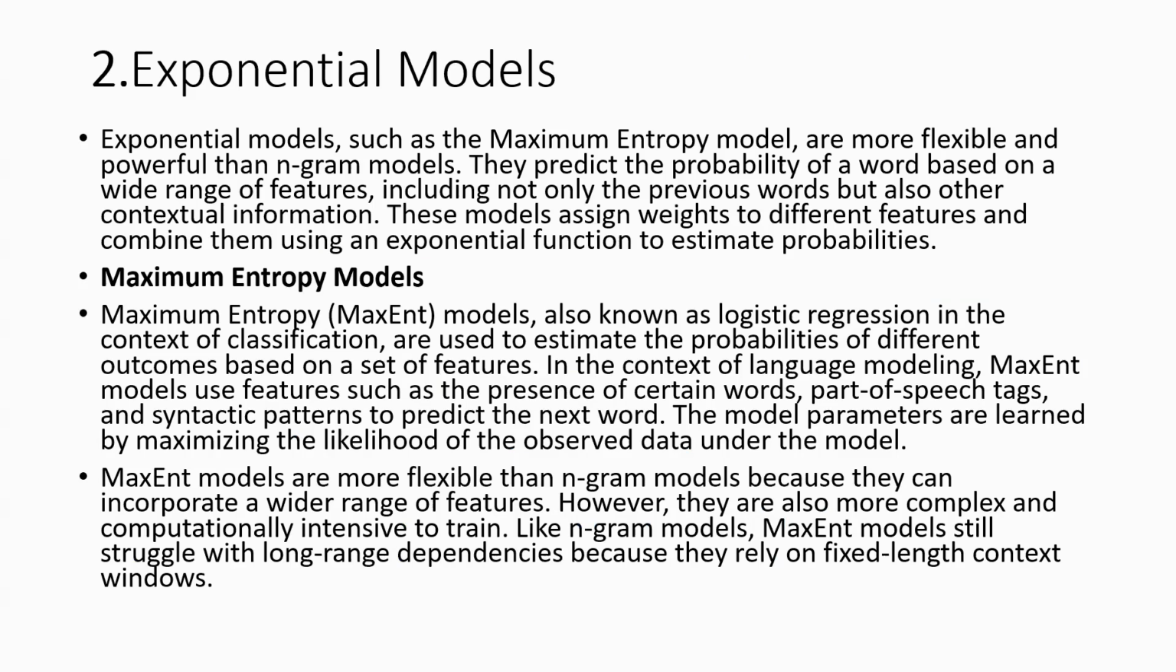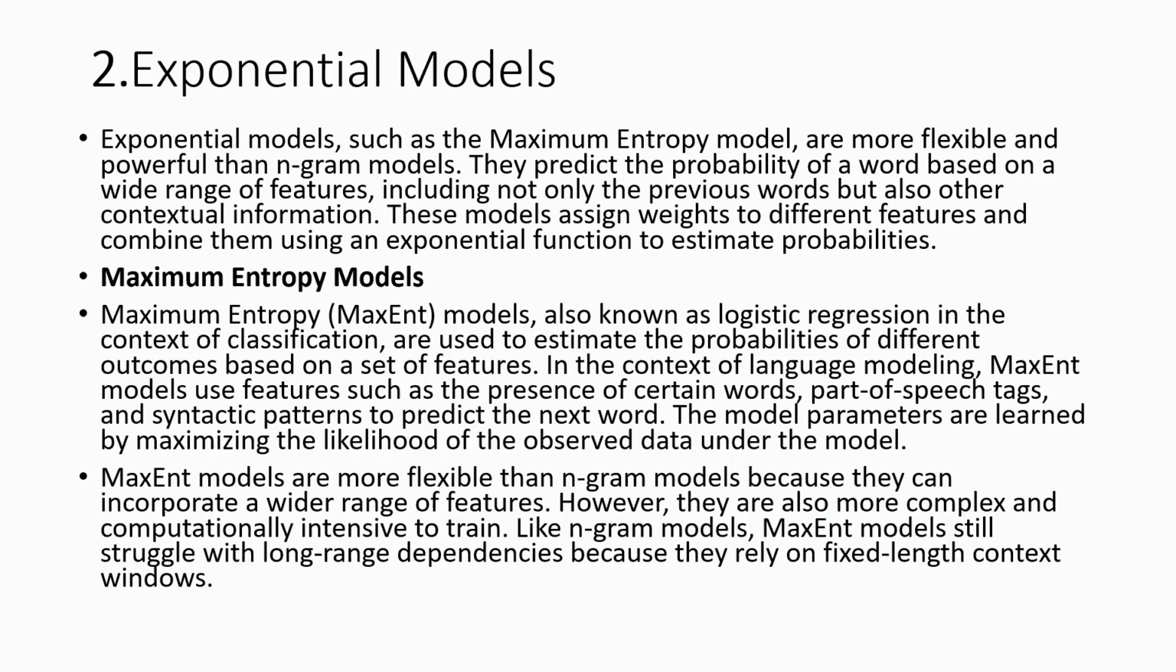Now comes the exponential models. Exponential models such as the maximum entropy model are more flexible and powerful than the n-gram model, right? They predict the probability of a word based on a wide range of features, including not only the previous words but also other contextual information.